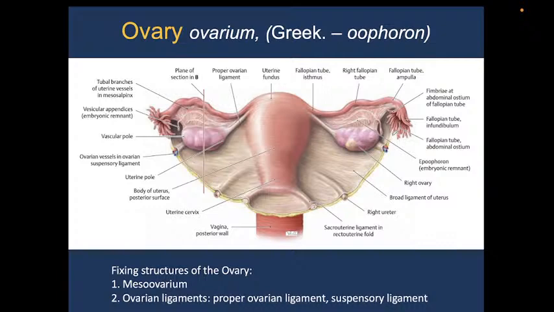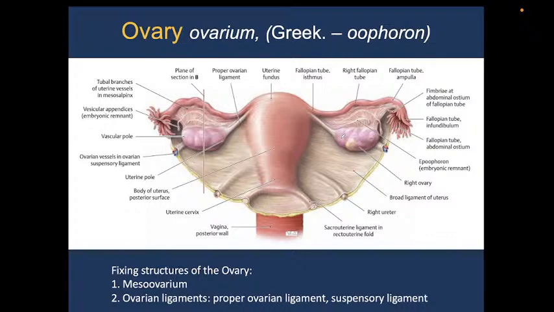Ovaries are responsible for producing oocytes. This is the female cells. And also ovaries secrete hormones, female hormones. They have no peritoneal covering, and it is very important.